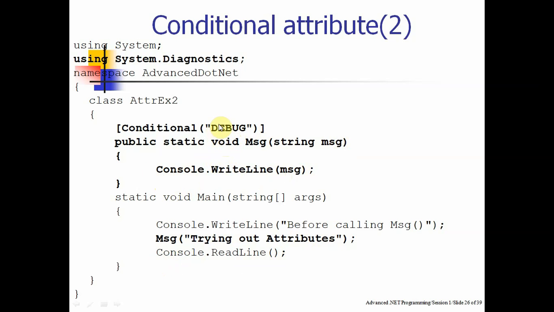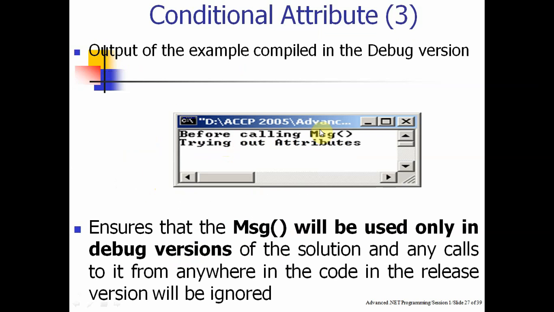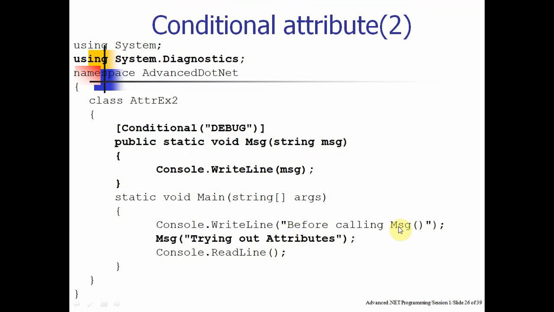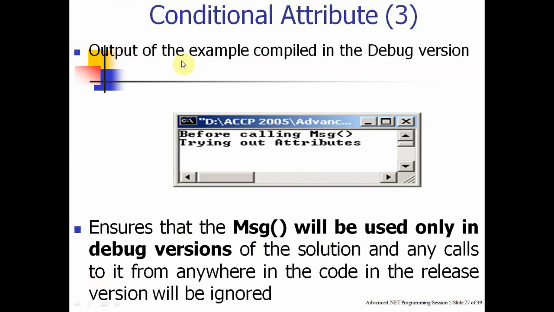So when you run it with debug mode, then you will find the message. तब ये दोनों मैसेज आएंगे, before calling message और trying out attribute. मतलब डिबग मोड होगा तो ये मैसेज भी आएगा, बिफोर कॉलिंग मैसेज ये तो आएगा ही आएगा, और ये फंक्शन एग्जीक्यूट होगा तो ये जो आर्गुमेंट है ये MSG में ट्रांसफर होगा, and this MSG will transfer here, and the console.writeLine will execute this line and print this line also. So both lines will be printed in case of debug mode. So you can see the output of the example compiled in debug version.